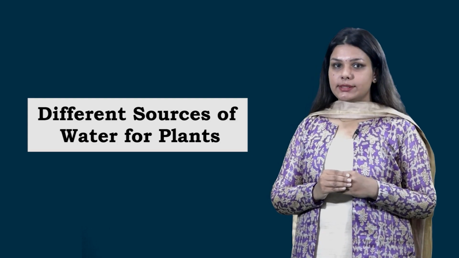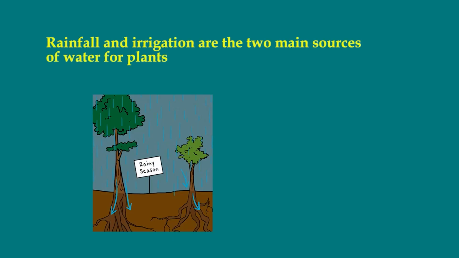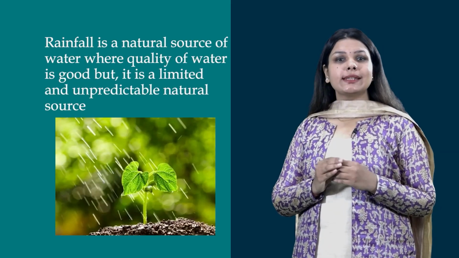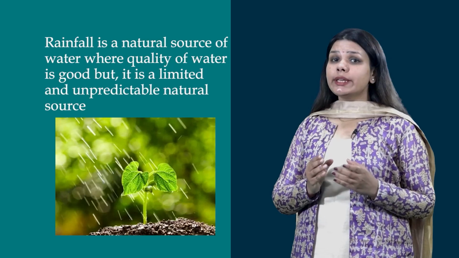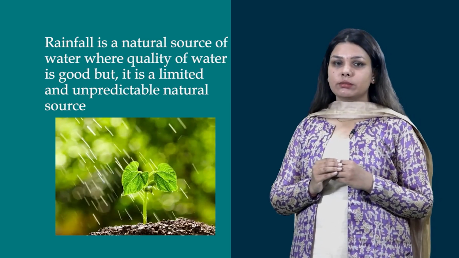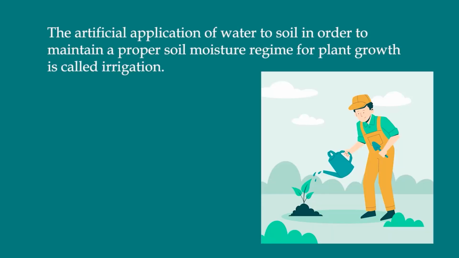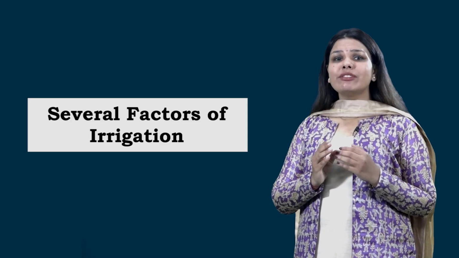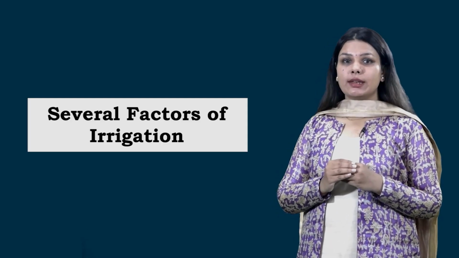Let us now understand the different sources of water for plants. Viewers, rainfall and irrigation are the two main sources of water for plants. Although rainfall is a natural source of water where quality of water is good, it is a limited and unpredictable natural source. Whereas the artificial application of water to soil in order to maintain a proper soil moisture regime for plant growth is called irrigation. There are several factors on which irrigation is dependent. Let us take a look at them one by one.